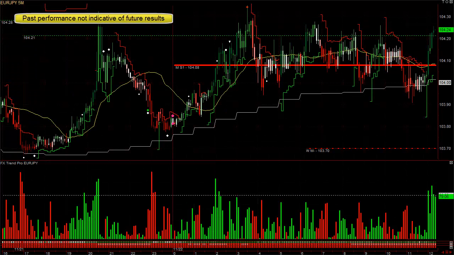Let's move this out of the way here. Here's a 5-minute euro yen chart after 2 o'clock. This one continued up. You got this little pullback trade right here, and you can see it continued another 30 pips up. The yen was no longer weak after that, unfortunately.